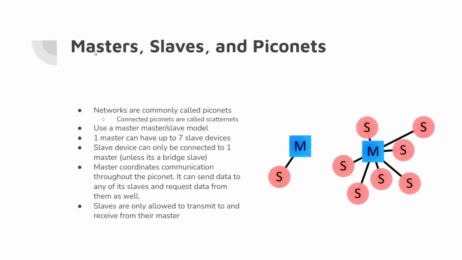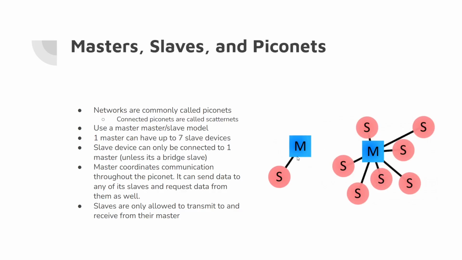So with Bluetooth, we have the idea of masters, slaves, and piconets. Networks are commonly called piconets, and a piconet is a master node, or a master device, you could say, which has up to 7 slave devices. So one master, and all of these are connected devices to this particular master. Like I said, a master can have up to 7 slave devices, and one slave can only be connected to one master, unless it's a bridge device.